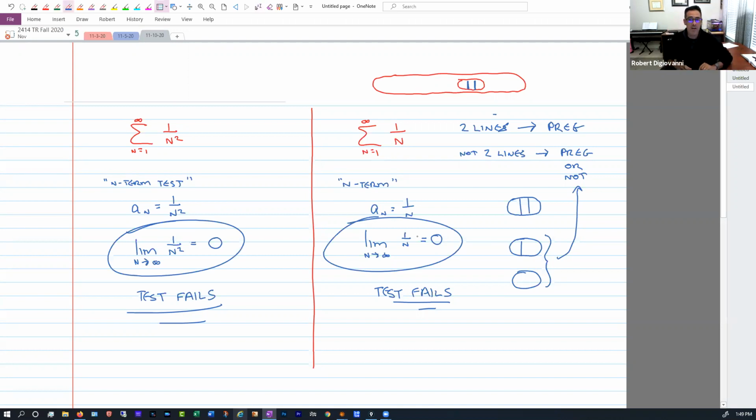But if you get 0, it's like you didn't get the 2 lines, so you don't know. You might still be pregnant, you might not. So you might still converge or you might diverge. Does that make any sense at all? Okay, so we still don't know. These are still open questions. We have no idea whether or not they converge or diverge.